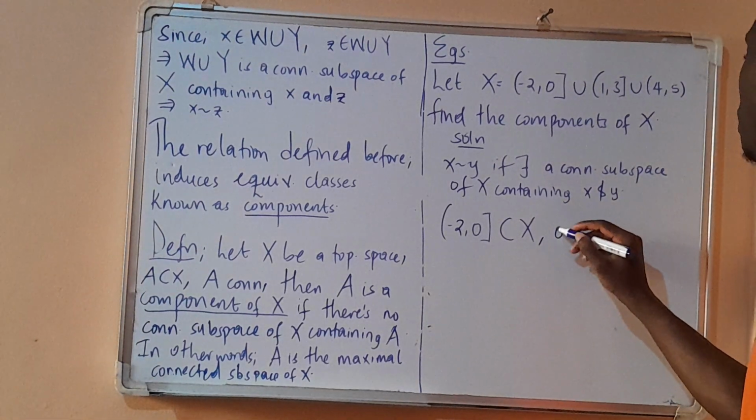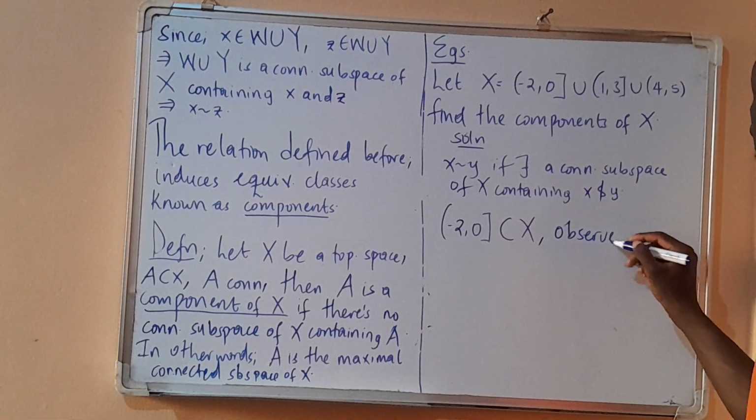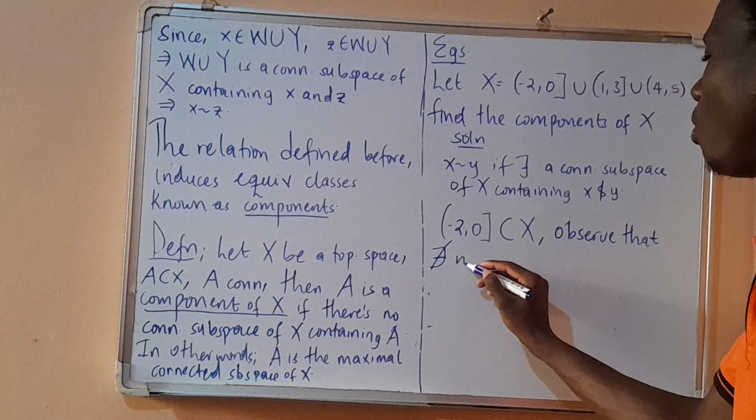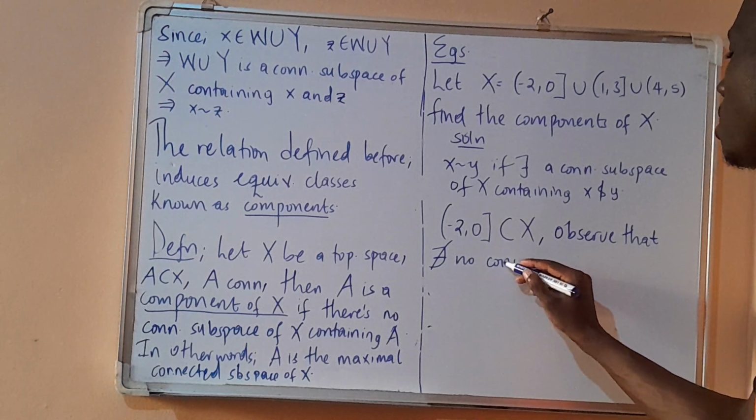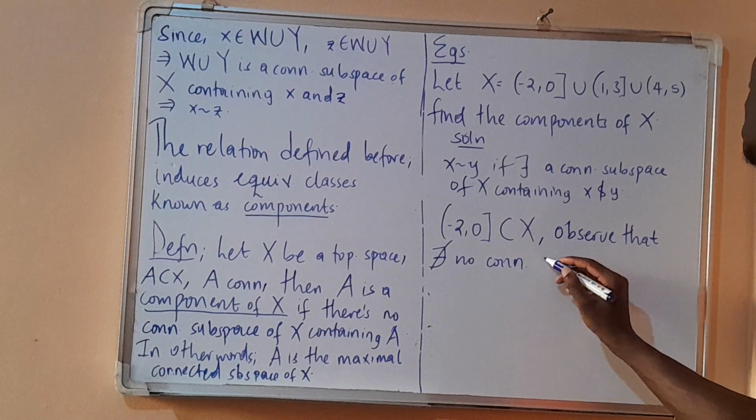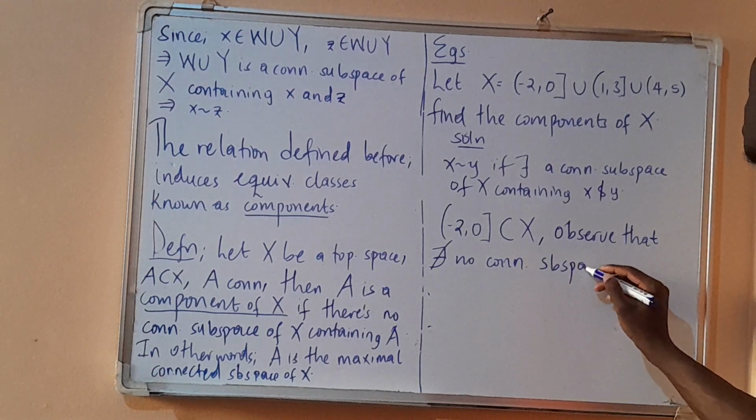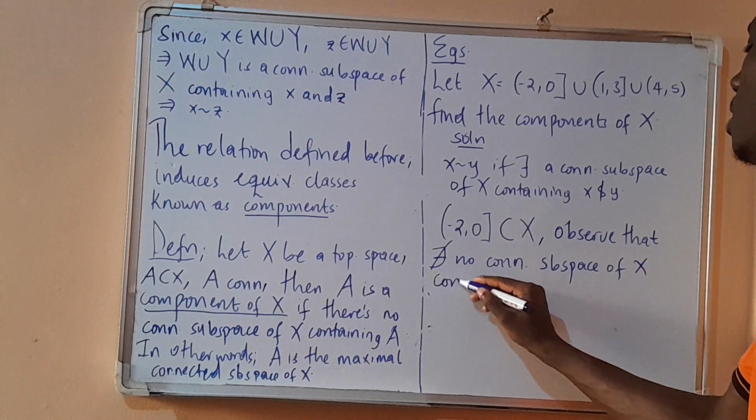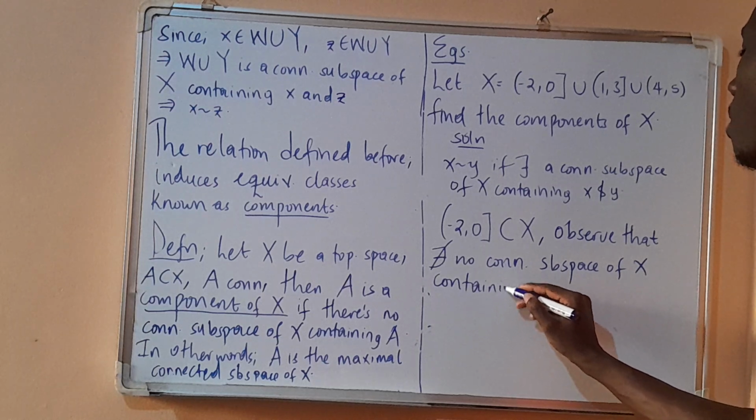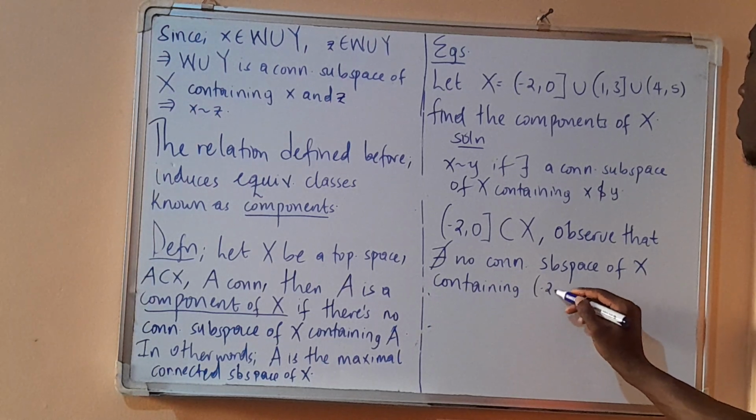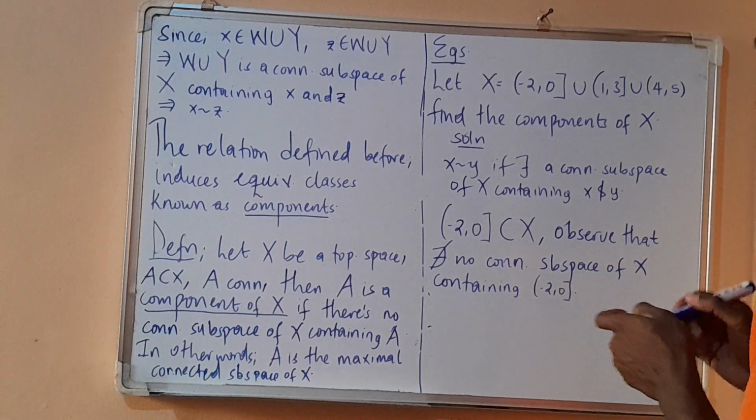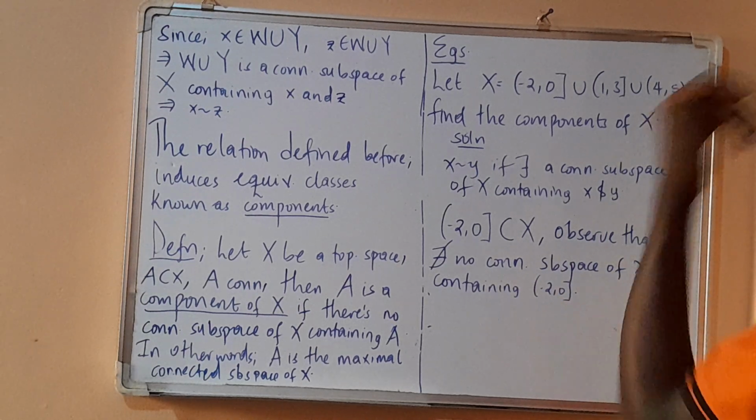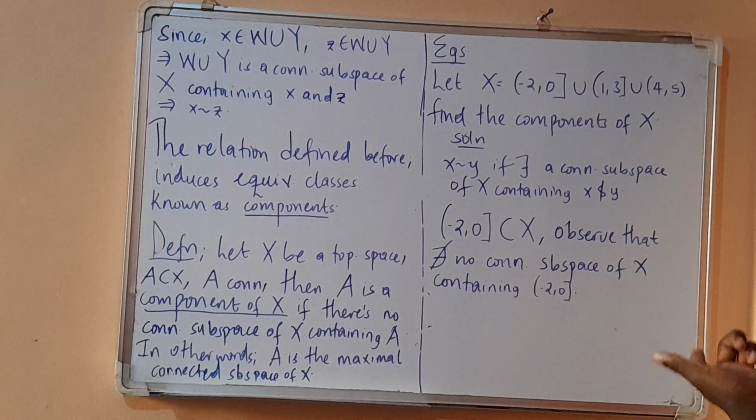Observe that there exists no connected subspace of X containing -2, 0. Observe that there exists no connected subspace of X containing this. Now, I want you to actually believe this.